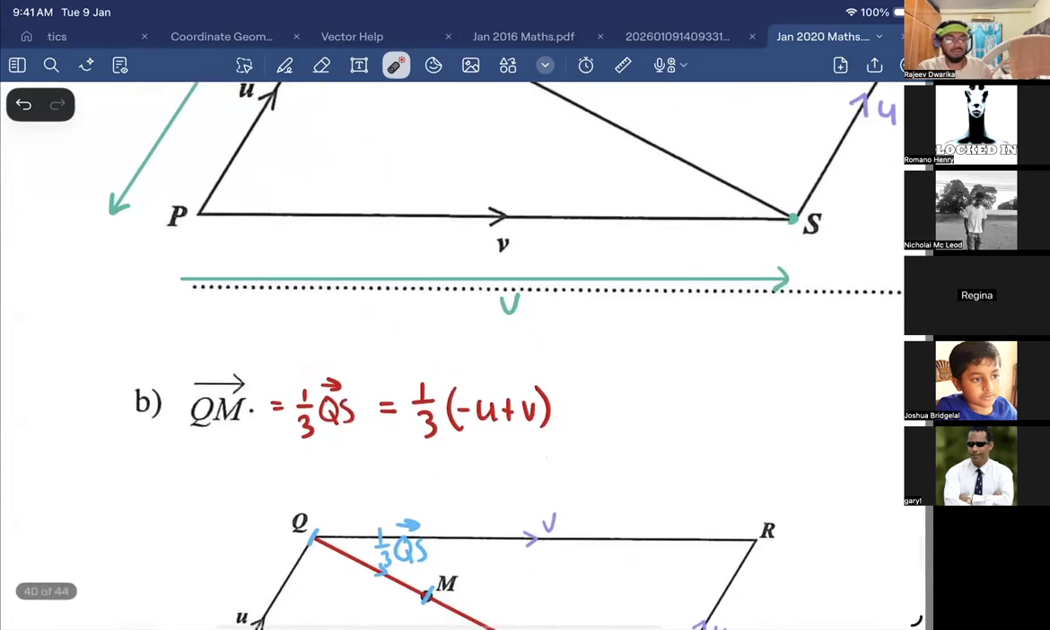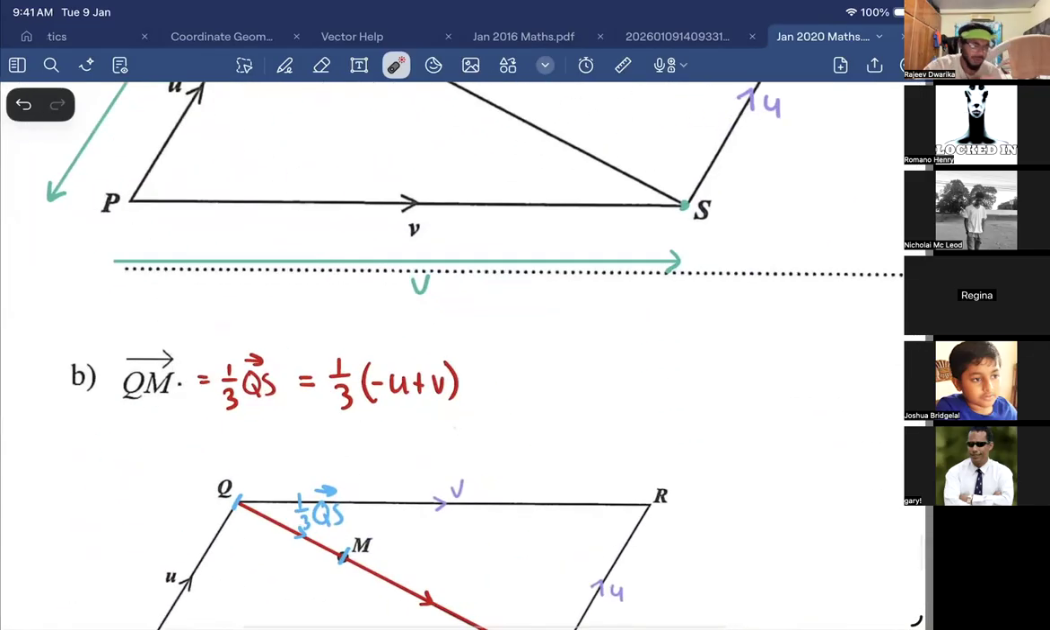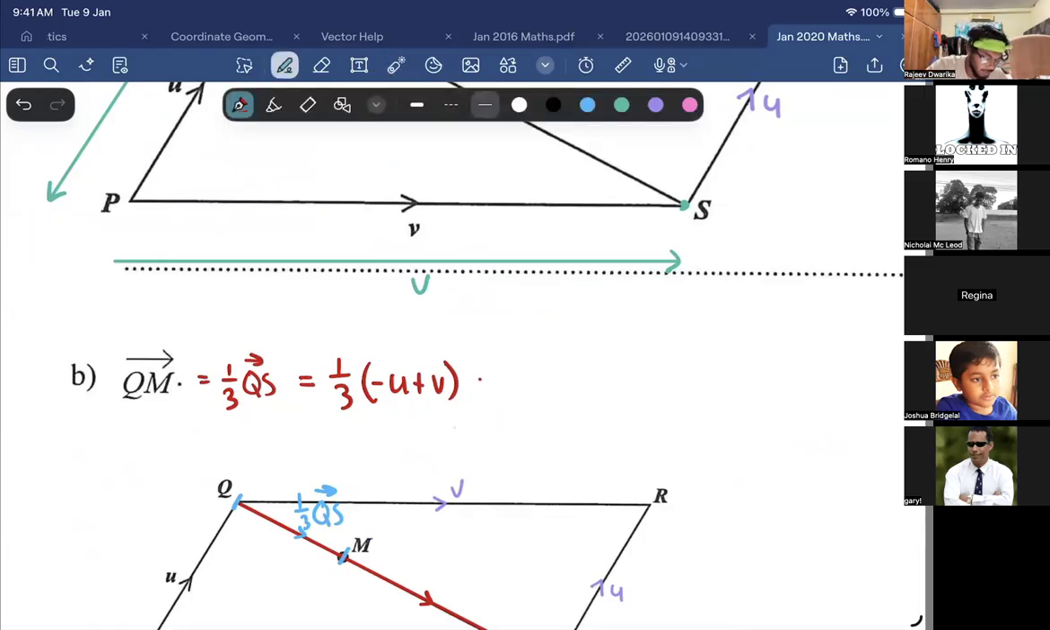Because they want the answer in terms of U and V, I wrote my answer in terms of U and V, and we know that QS was minus U plus V. Does everything make sense? Yes, sir. It makes sense. 100%. Nice. And if I expand these brackets, what would that give me? It will be a third minus U, minus a third, and a third plus V. Correct.